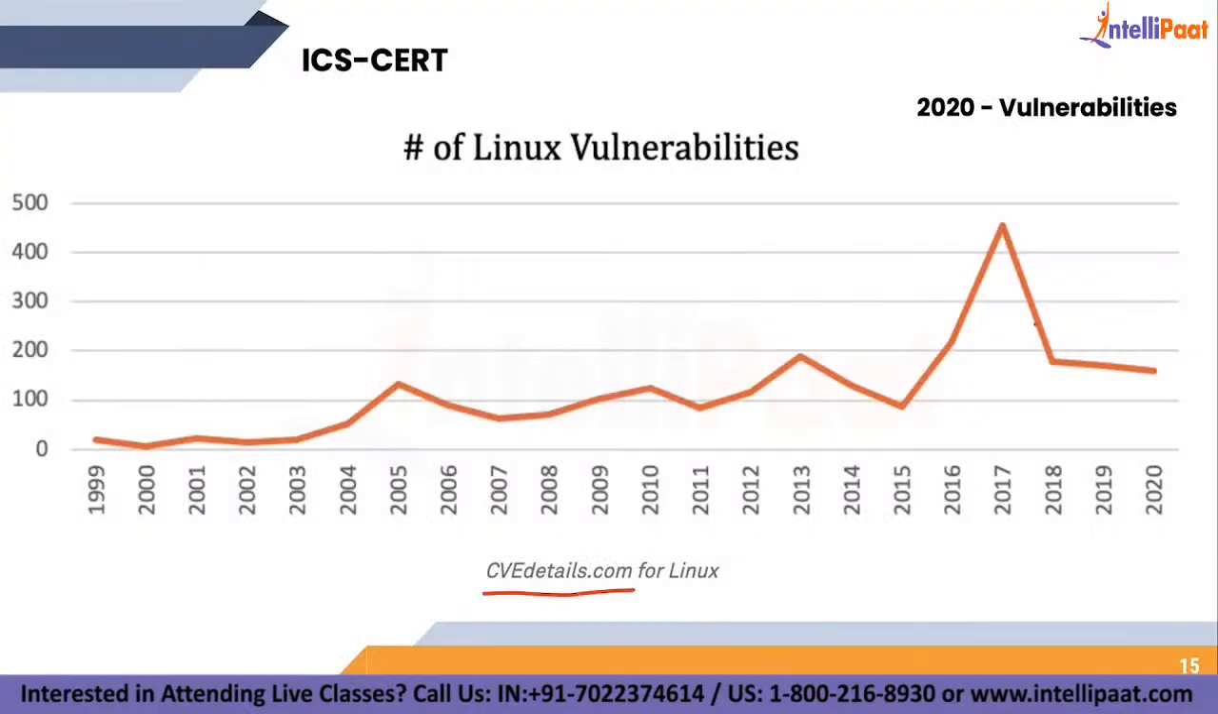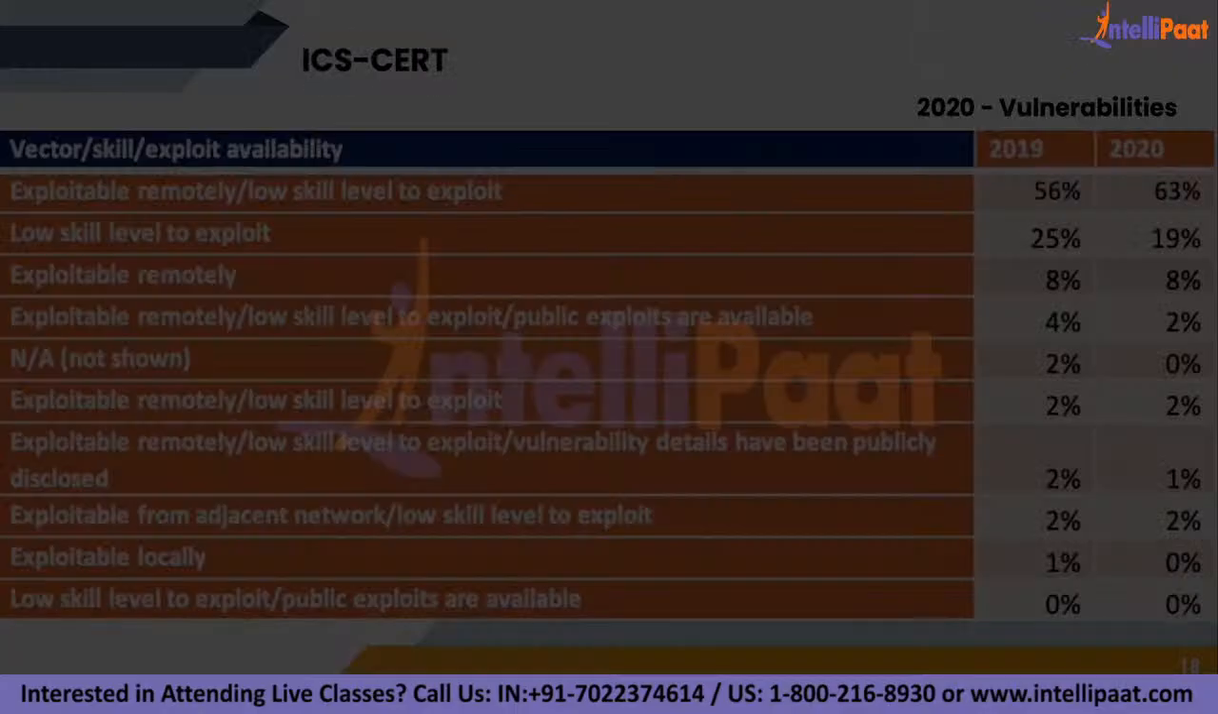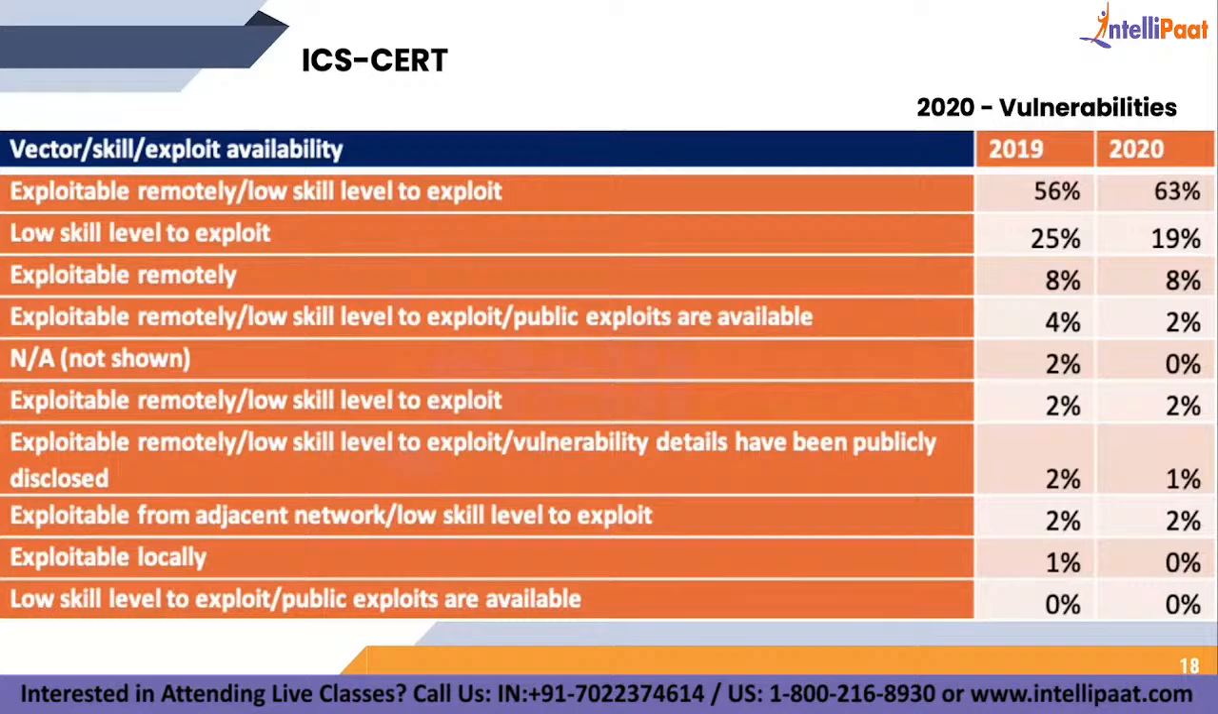So these are a couple of ICS reports of 2020, and the overall thing is that, percentage-wise, it's almost 100% growth in terms of the vulnerabilities that have been identified compared to the last 2 years, when we take 2020 as a benchmark.